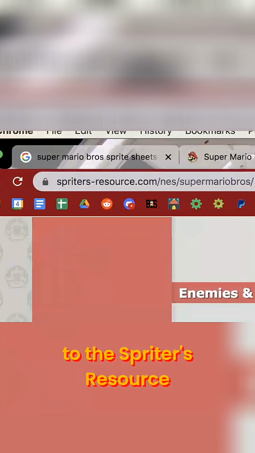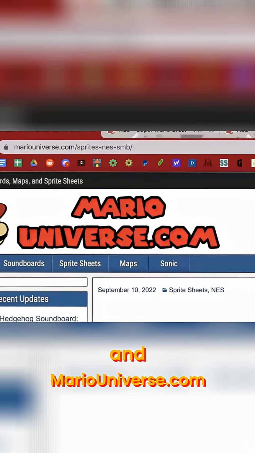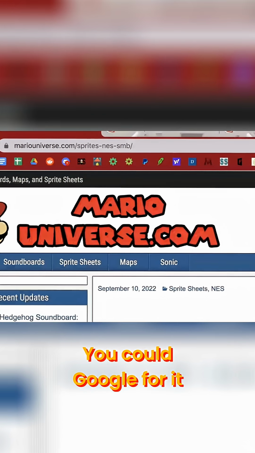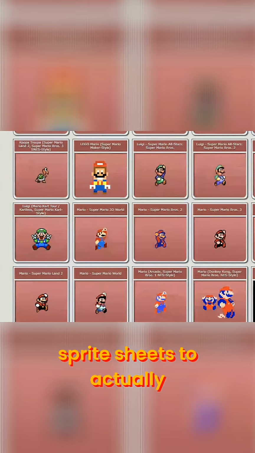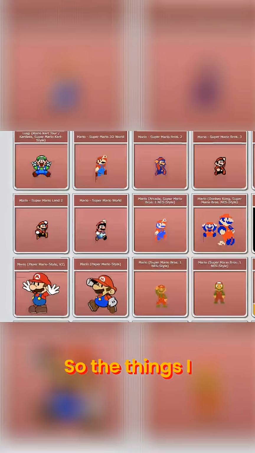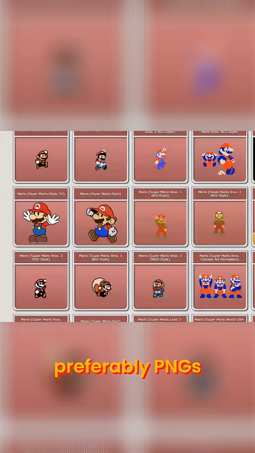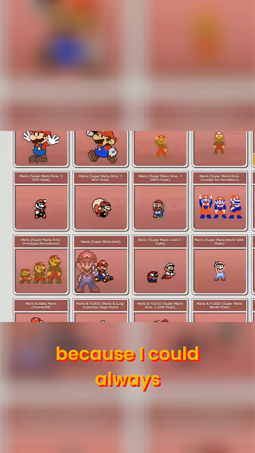Okay, let's go. Alright, so the first thing I did was go to The Spriters Resource and MarioUniverse.com, respectively. You could Google for it. And I needed the sprite sheets to actually make the animation. So the things I was looking for here are, preferably, PNGs, ones with transparent backgrounds, because I could always take the backgrounds off, but why not save myself the time?